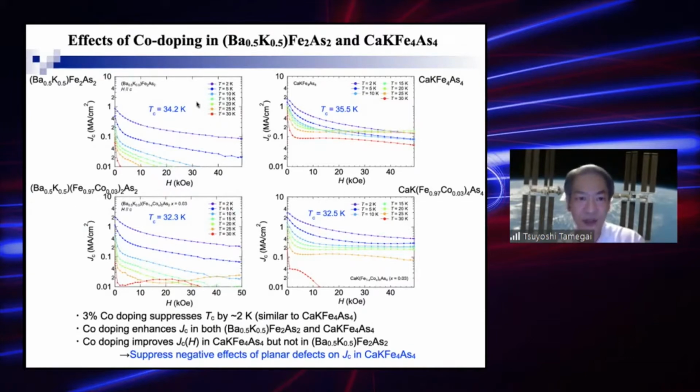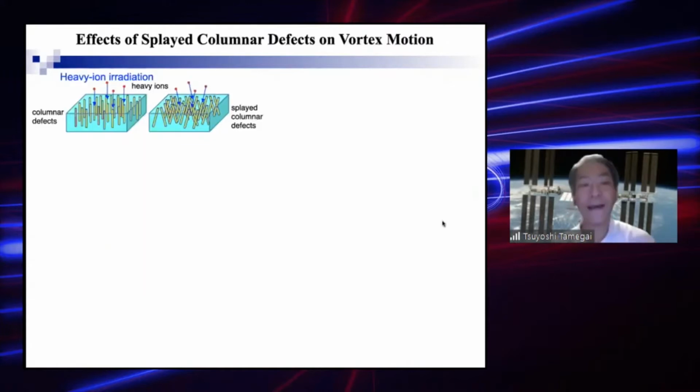So in the barium potassium 1-2 case, of course, we have an enhancement of JC due to this chemical defect, but the enhancement is monotonic. I mean, this is just the same factor enhancement for each temperature and field. However, in the case of 1144, cobalt, as I told you, removes this anomalous temperature dependence of JC at high field. So that is a specialty in the 1144 system.